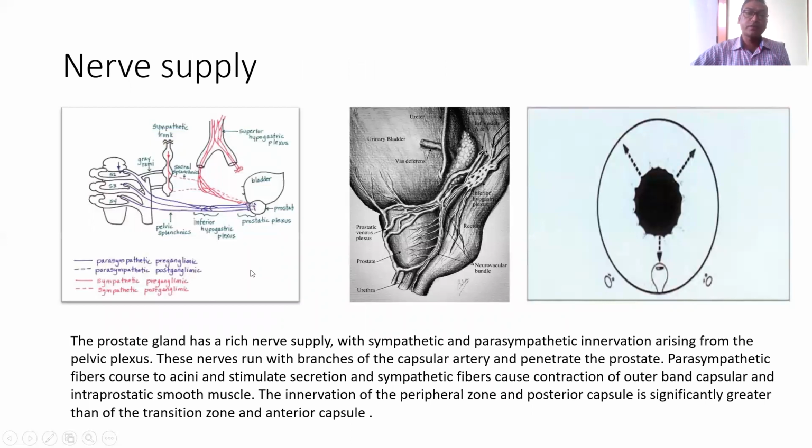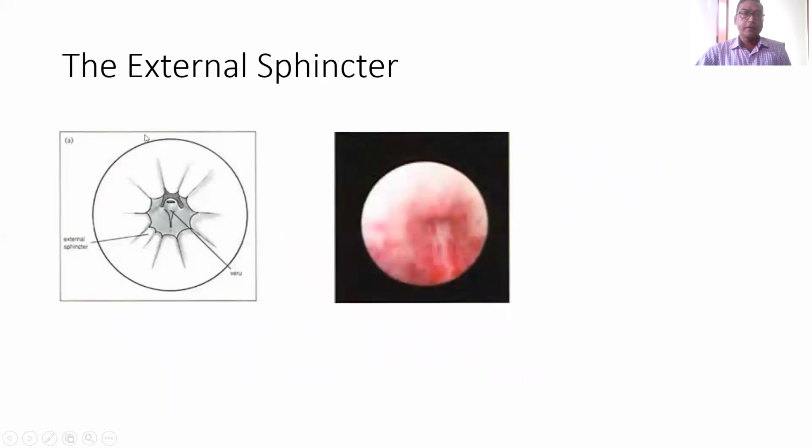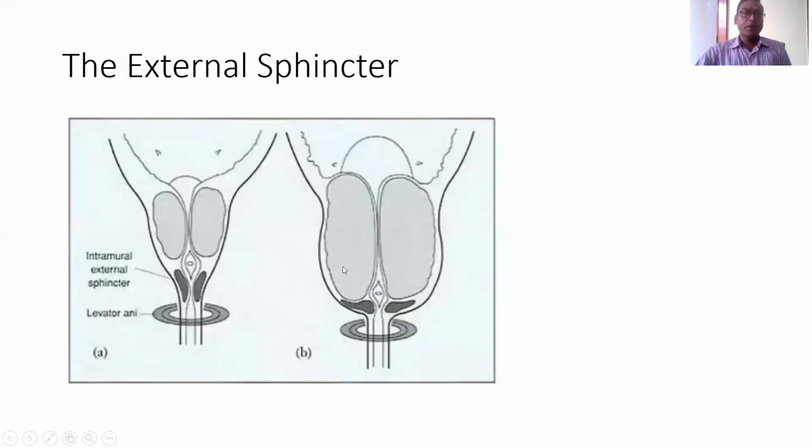The prostate is supplied by a rich network of sympathetic and parasympathetic innervation. The anatomy of the nerve supply is important when you are contemplating bladder neck incision or incision of the prostate involving smaller prostate. This is the view of the external sphincter just below the verumontanum. This is the cystoscopic view of the external sphincter. The external sphincter has several dispositions.